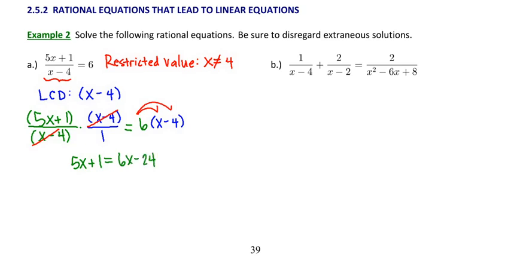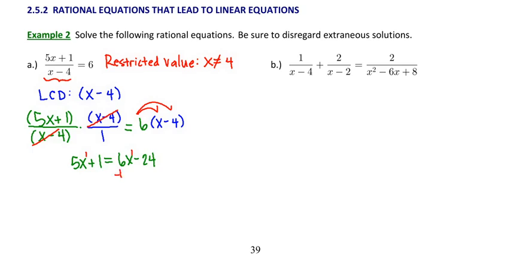So we started with a rational equation. Now we've transformed it into a linear equation. Remember, we know this is a linear equation because the highest exponent on x that I can find is 1. That tells me lots of important information. Number 1, I can anticipate one solution. And number 2, I can solve it by isolating x.